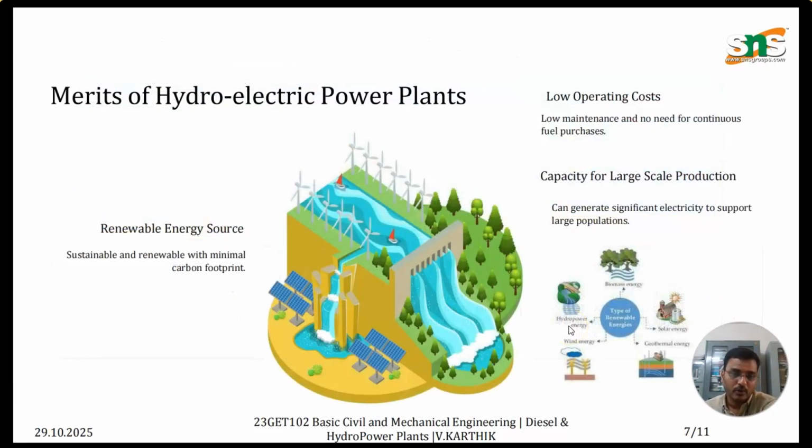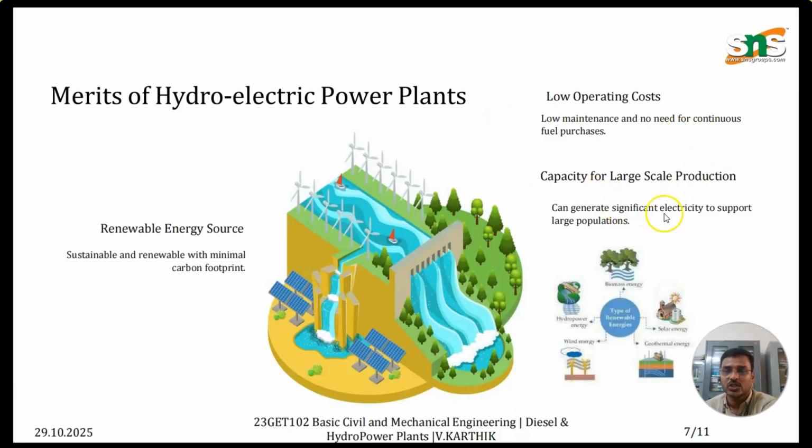Merits of the hydroelectric power plant: it is a renewable energy source, because whenever we get rain, the water will be available. It is sustainable and renewable with a minimal carbon footprint. There are no emissions of carbon or chlorofluorocarbons, so this is one of the advantages, along with the low operating cost. Only the investment in building the dam or reservoir is high, but after that the operating cost is very low.